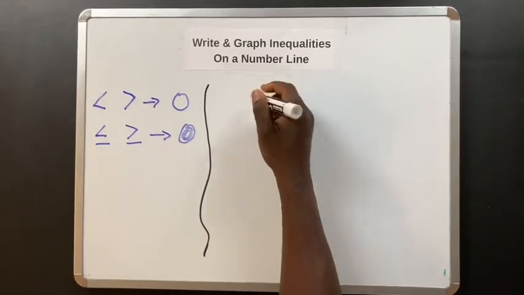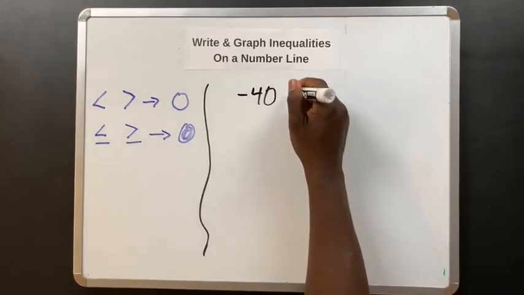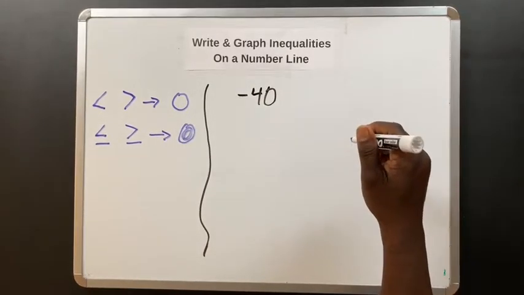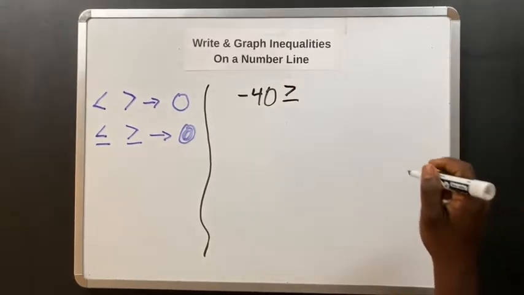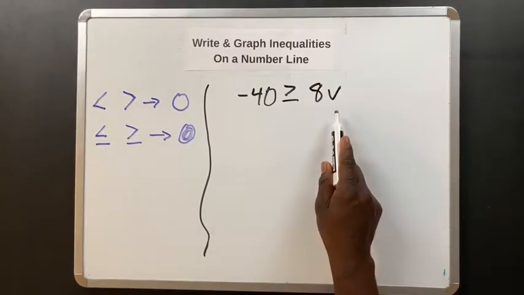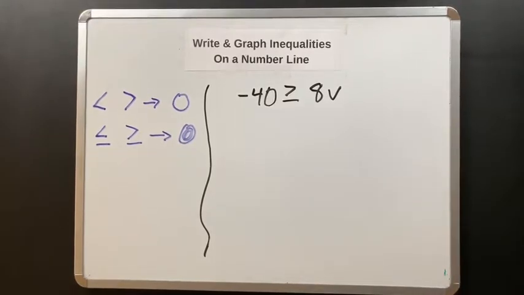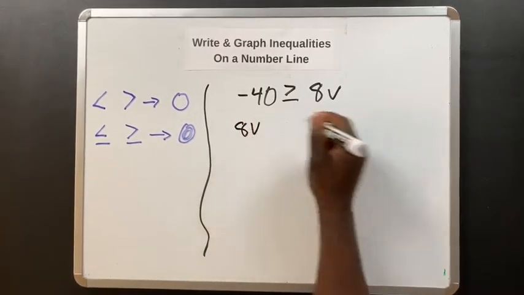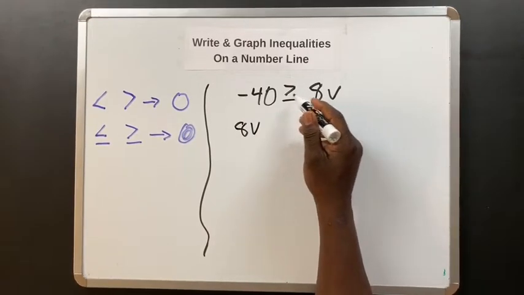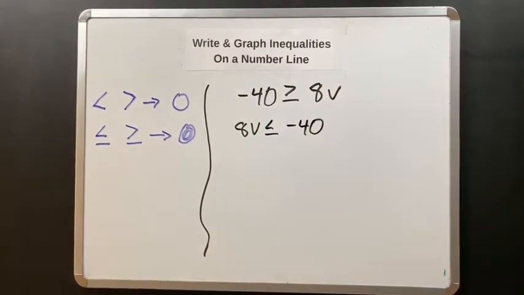Let's say we have negative 40 is greater than or equal to 8 times v. Now, you're used to solving inequalities where the variable is on the left side of the inequality. If they give it to you this way, then just rewrite it. And then open your mouth and say it. 8 times v is less than or equal to negative 40. This means the same thing as that, okay? All right, now, let's go ahead and write it again.